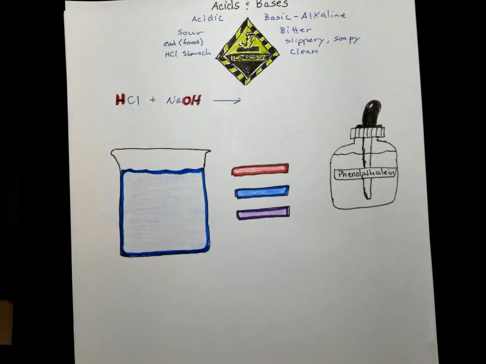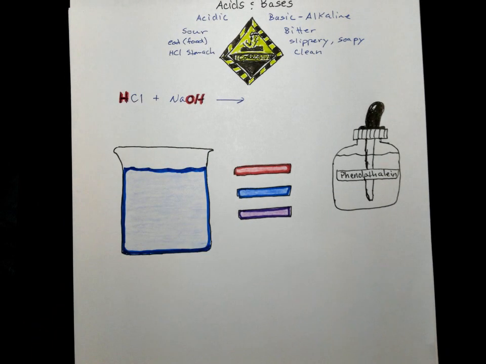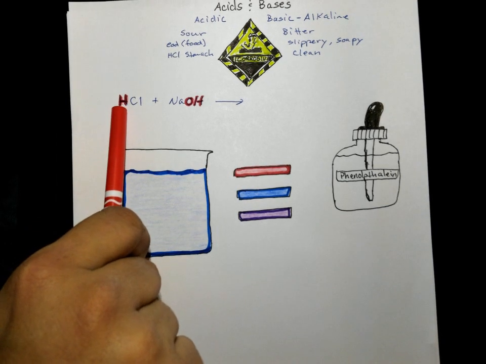This is a double replacement reaction, so the two back guys are going to switch. What makes an acid, and we'll learn more about this later, is acids will dump H into solution, and that's what makes it acidic.